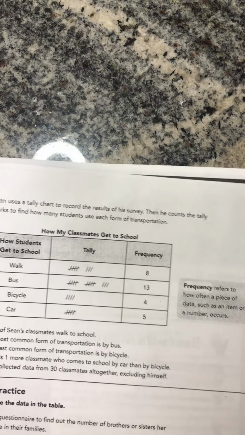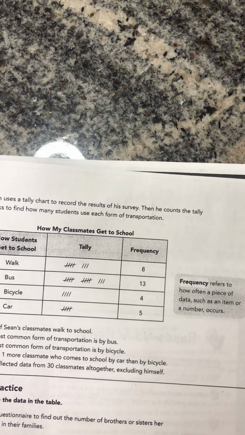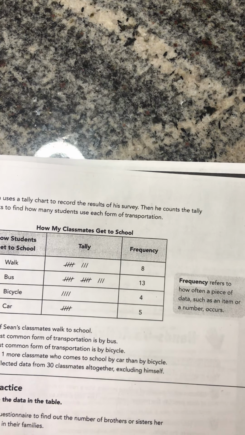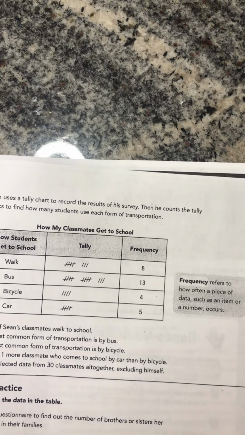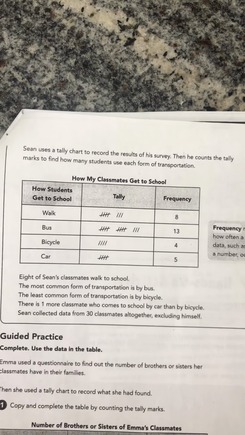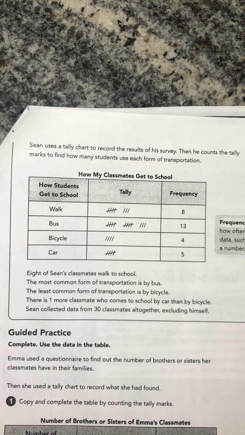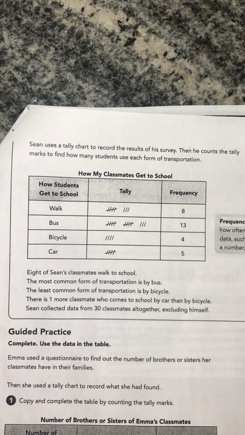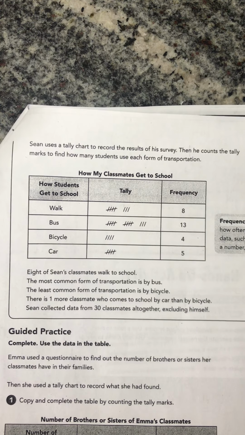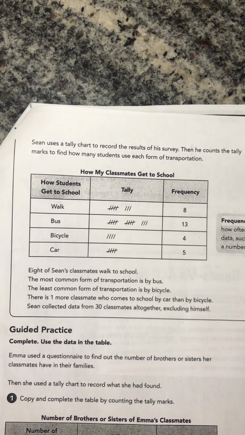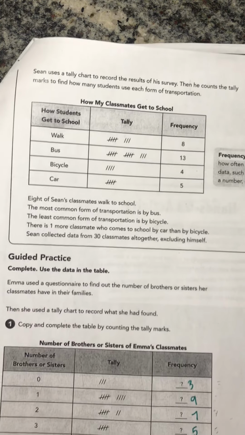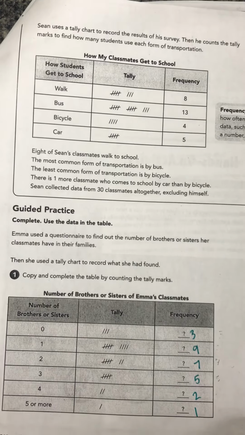And then it says up here, frequency refers to how often a piece of data, such as an item or a number, occurs. Okay, got to practice. Complete. Use the data in the table. Emma used a questionnaire to find out the number of brothers or sisters her classmates have in their families. Copy and complete the table by counting the tally marks. Okay, so I've actually already done this for you, but it's just so darn easy. I bet you guys have already done it while I was reading.